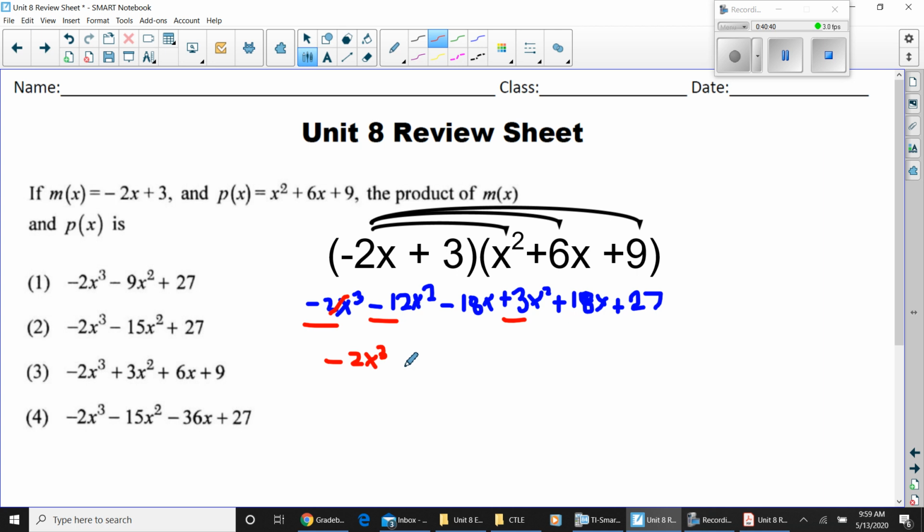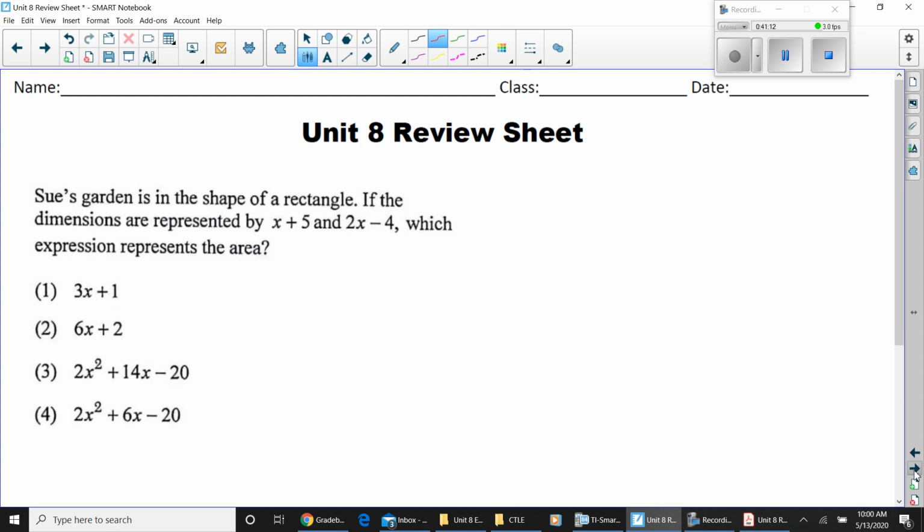So that would be negative 9x squared, because negative 12 plus 3 is negative 9x squared. The negative 18 and the positive 18 cancel out, so that's 0x. You don't have to put that, and you put a plus 27. So your answer is 1. Take it step by step, nice and slow. All right, go on to the next problem.